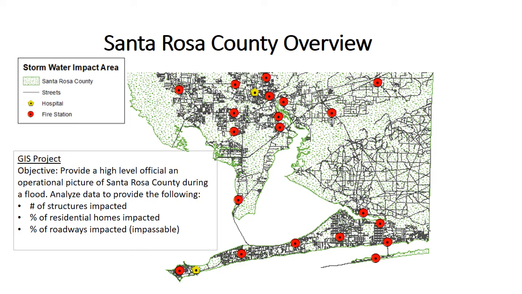And what I've done here is I've taken GIS data from Santa Rosa County. It's available on the county's website with the objective of providing a high-level official with an operational picture of the county during a high water event like a flood. The analysis I plan on providing includes the number of structures impacted by high water, the percentage of residential homes that are impacted, and also the percentage of roadways that are impacted, in other words, that are impassable.